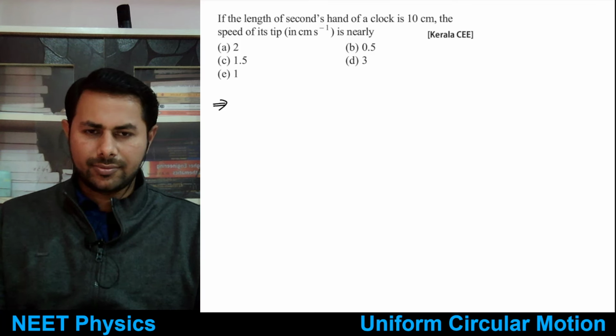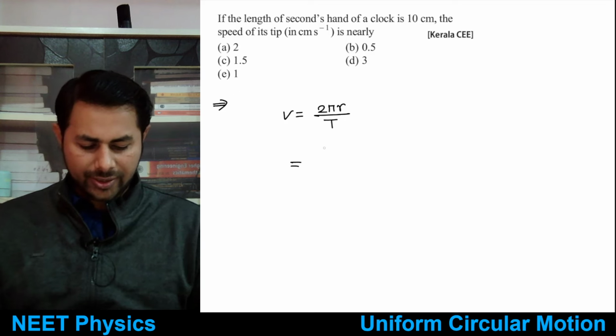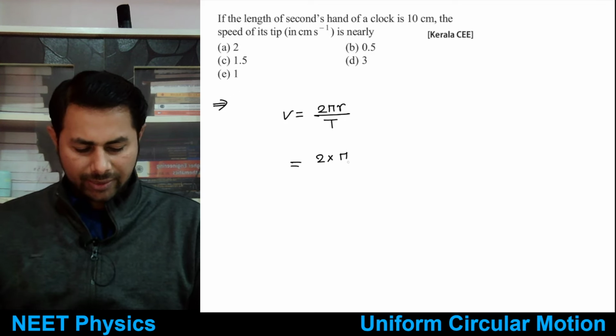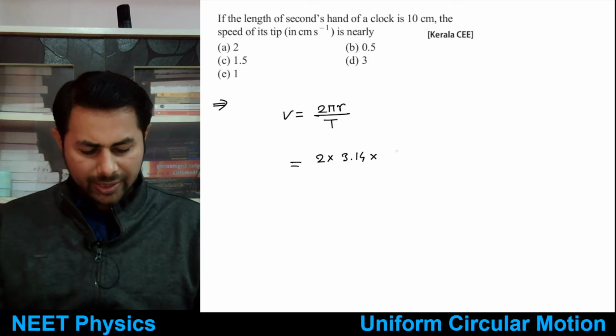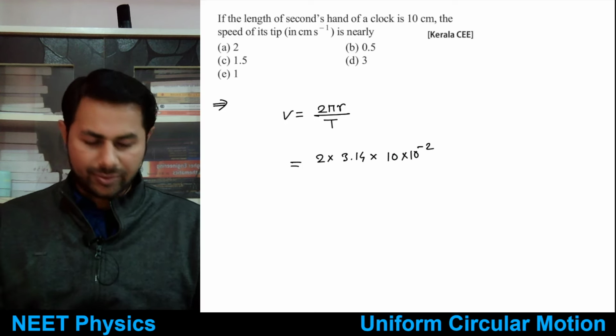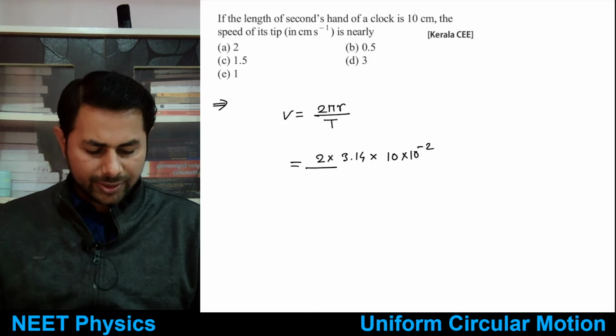And what is the time period of the seconds hand of a clock? Okay, you're saying speed is 1. Let's check. So it's 2 pi r, so 2 times 3.14 multiplied by r, which is 10 centimeter, that is 10 into 10 raised to minus 2 in meters, divided by time period, which is 60. All right, so then this thing is 10 into 10 raised to minus 2. This thing will be 10 raised to minus 1, right?